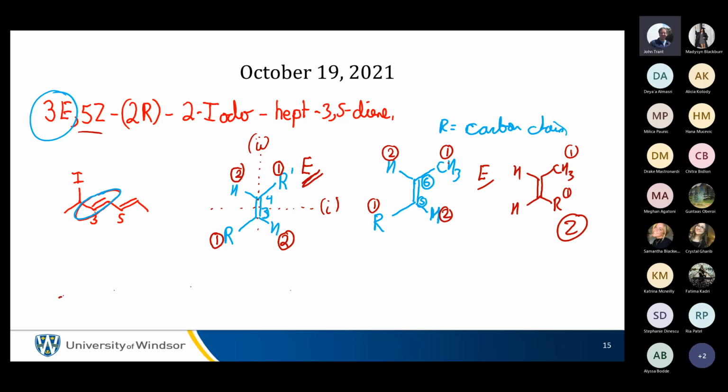So if I go back to this and I take this information into account, 3 and 4 should be an E double bond, the two big groups trans to each other. That's what I've got. But for 5, the two groups need to be Z to each other, the 5-6 double bond. Then if I'm looking at carbon 2, I know that the fourth thing on there is a hydrogen.